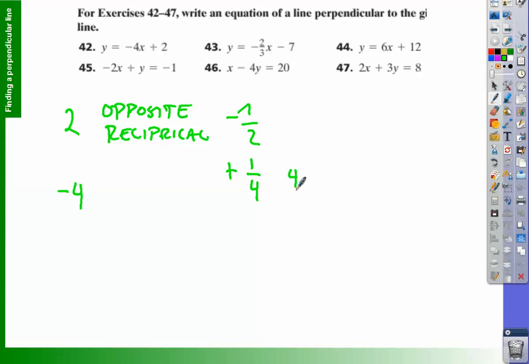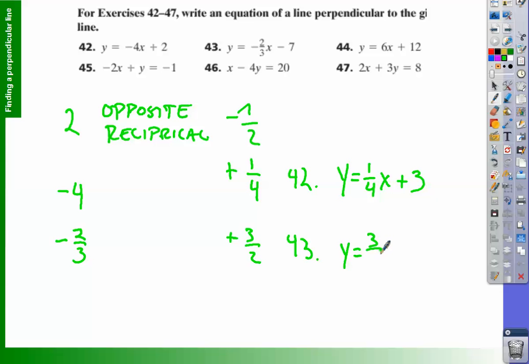So for 42, an equation of a line would be y equals 1/4 x, and then it doesn't matter what you put as the y-intercept. Any y-intercept will work. So let's take a look at 43. We have negative 2/3. The opposite of a negative is a positive, and the reciprocal of 2/3 is 3/2. So an equation for a perpendicular line would be any equation that starts with y equals 3/2 x, and then any y-intercept would work.